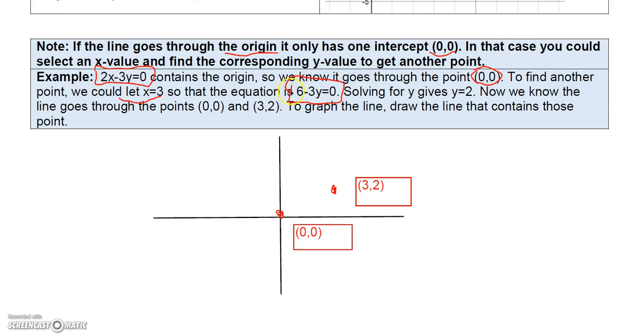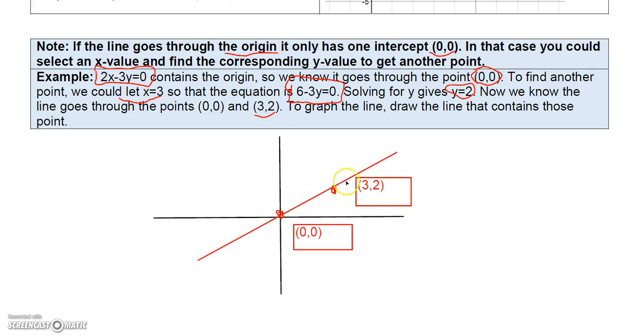And then I could solve that for y. And if you solve that for y, you would get 6 equals 3y, and then you divide both sides by 3, and you get y equals 2. So that gives me another point. That gives me the point when x is 3 that y is 2. So I just go down here and plot that point, go over 1, 2, 3, and then go up 1, 2, and that gives me the point 3, 2. And then once I do that, then I can just draw the line through those 2 points.